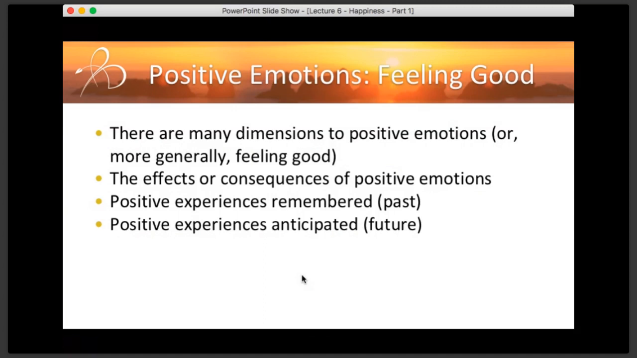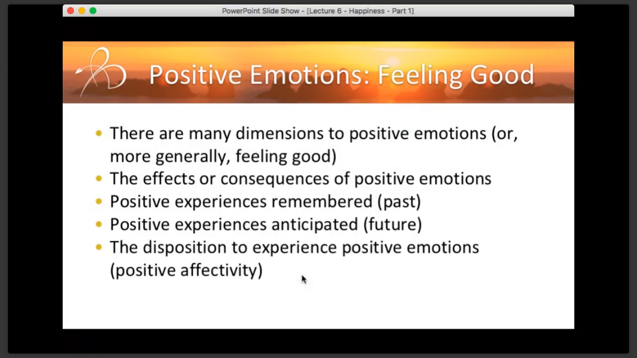There are some interesting findings there. We're going to talk about positive affectivity, which is the trait of the disposition to experience positive emotions. Some people have more positive affectivity than others, so we're going to talk about that trait and what research shows about it, how heritable it is in particular. And then we're going to talk about savoring, which is a way to increase positive emotions. One of the ways. So first, the effects or consequences of positive emotions.